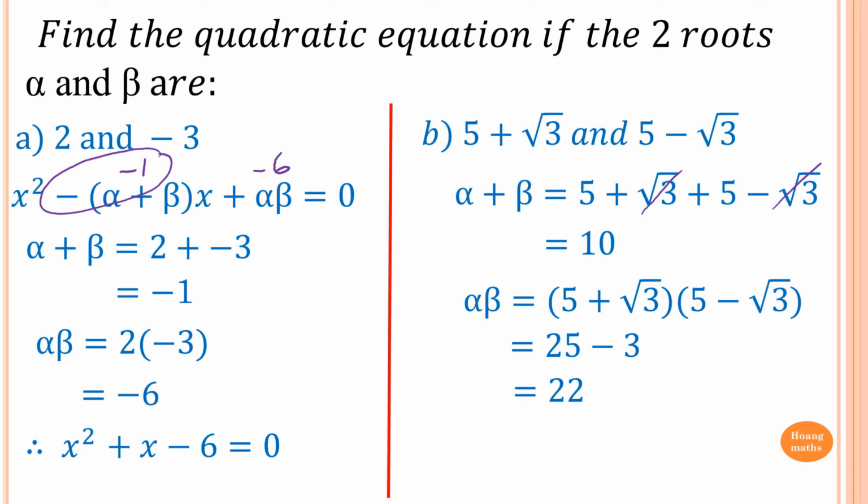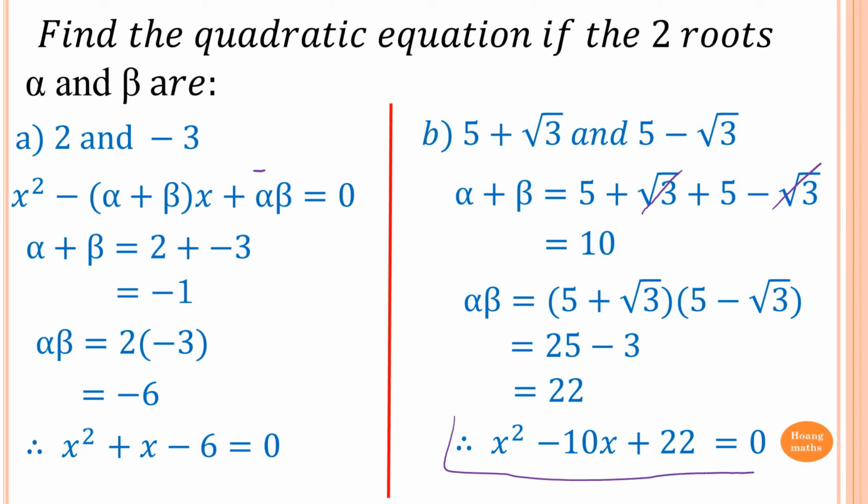Now all we need to do is substitute into the general form, which is x squared minus open bracket alpha plus beta close bracket x plus alpha beta. This gives x squared minus 10x, and then plus 22 equals 0. So just keep that in mind. That's the answer.